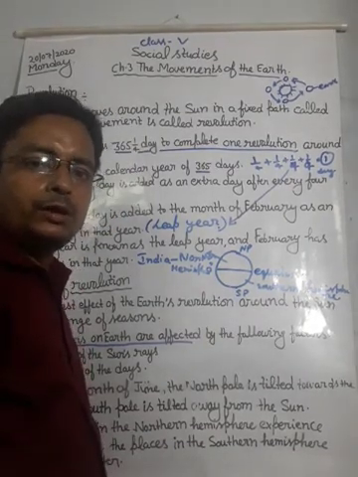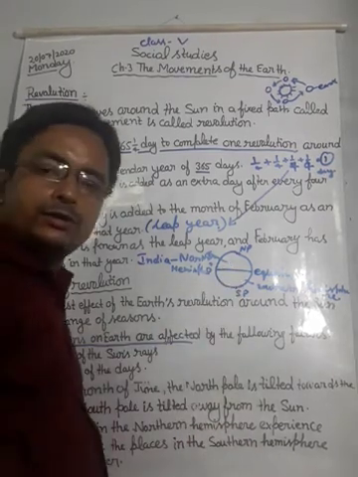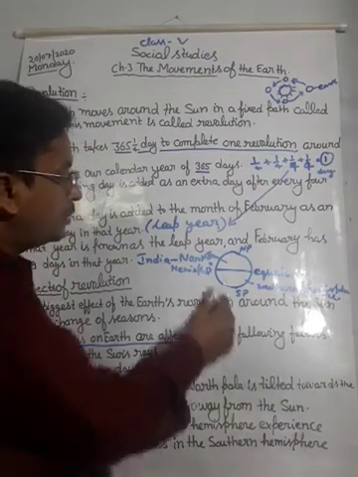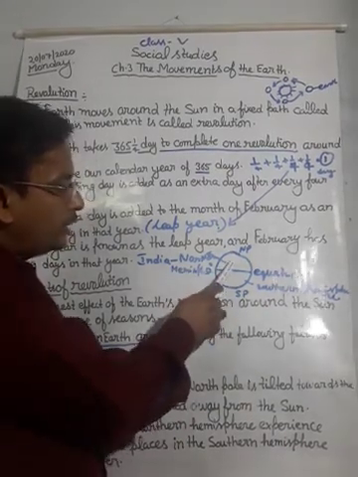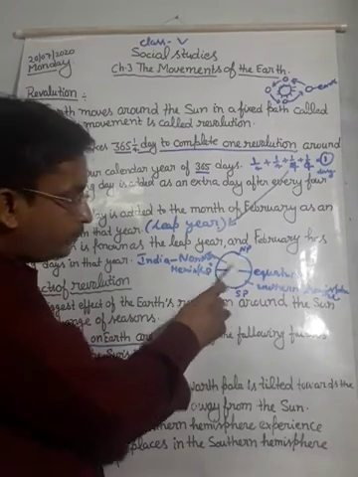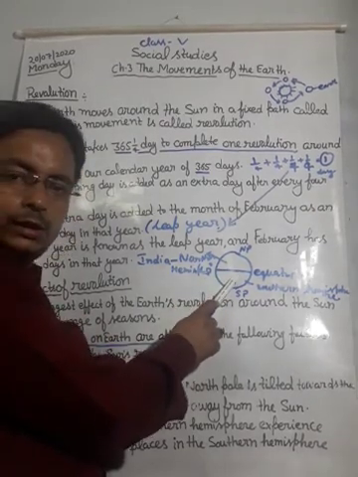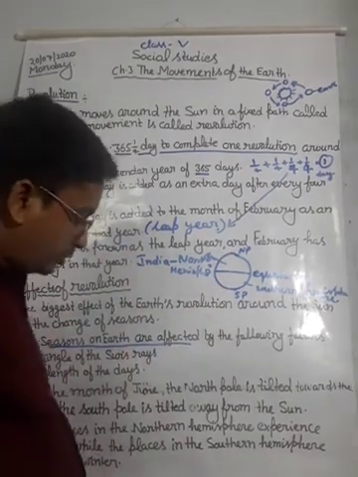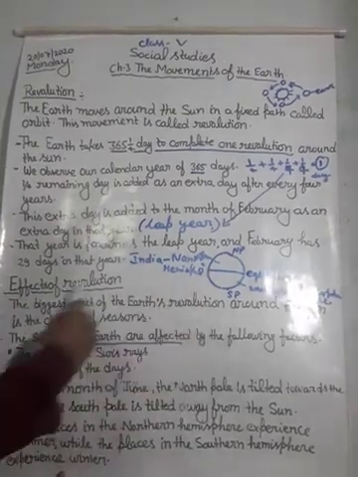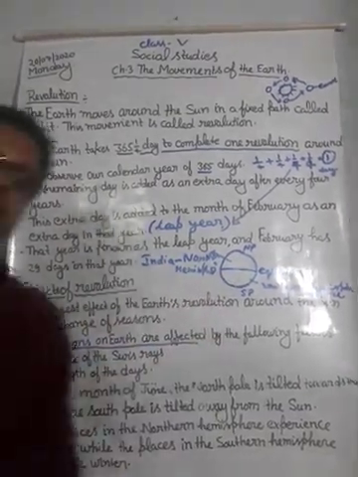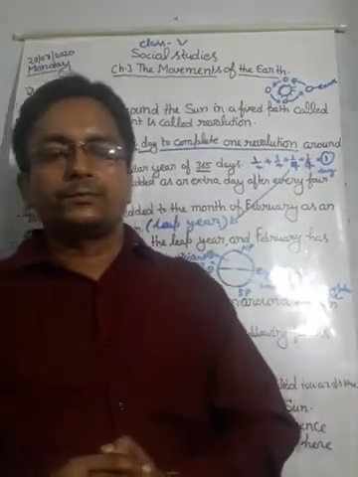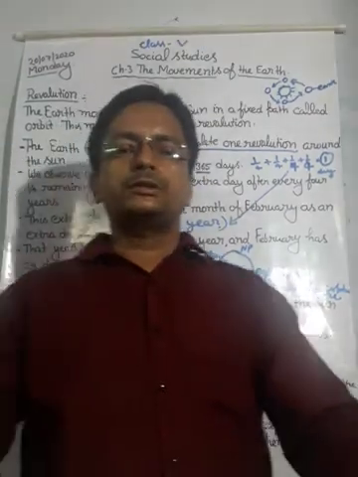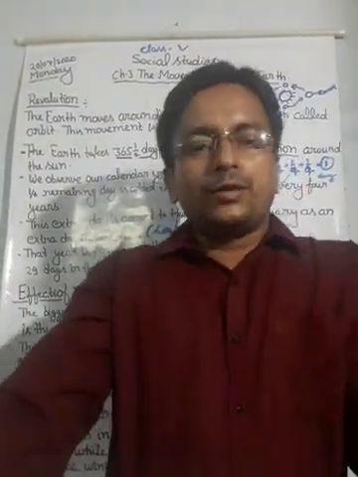In January, February, the northern hemisphere enjoys winter season, and at that time here days are shorter and nights are longer, and in this hemisphere days are longer and nights are shorter. So it is the effect of revolution. It is the effect of revolution. So my dear student, it's all about our today's class. We will discuss the remaining things in our next class.